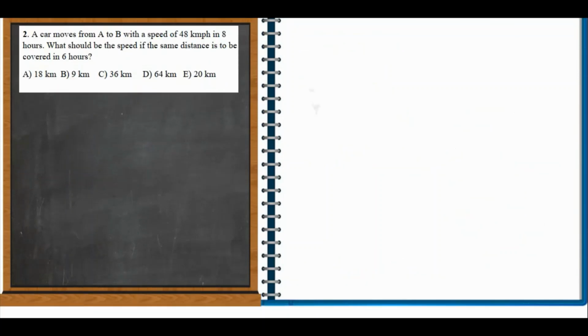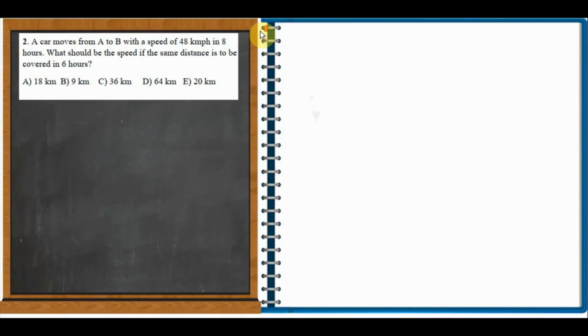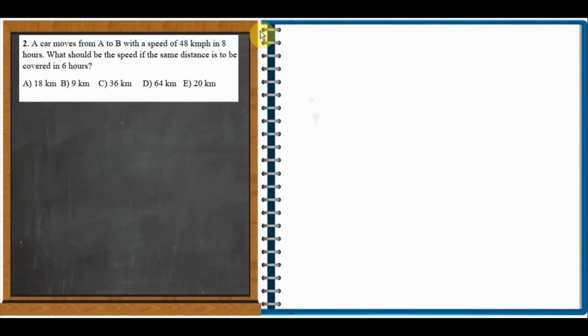Question number 2. Let's read question number 2 together. A car moves from A to B with a speed of 48 km per hour in 8 hours. What should be the speed if the same distance is to be covered in 6 hours?